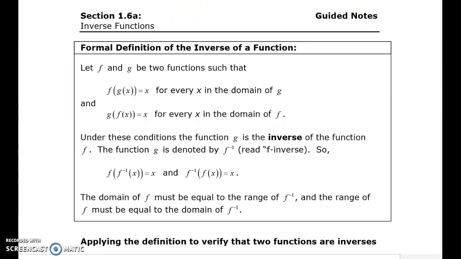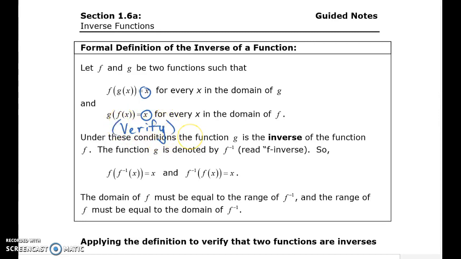So here's our formal definition of the inverse. Let f and g be two functions such that f of g of x equals x for every x in the domain of g, and g of f of x equals x for every x in the domain of f. I want you to circle x in both instances. Formally, when we do verify inverses, and that's a very, very important word that I'm going to highlight, I'm going to write verify here.